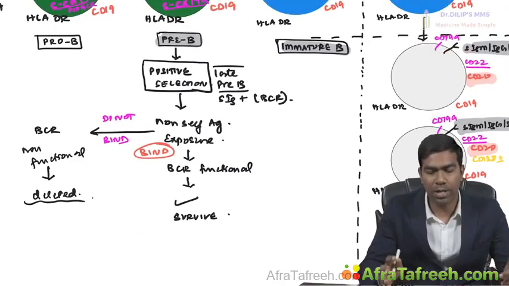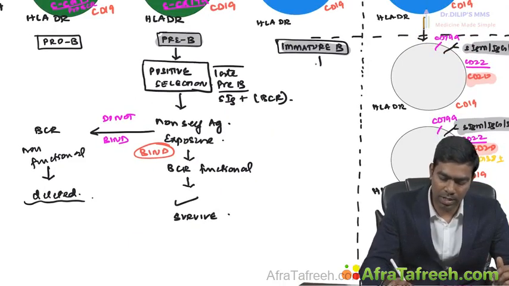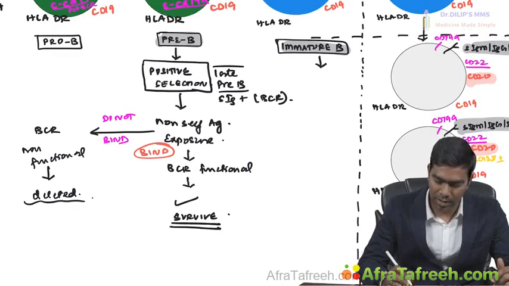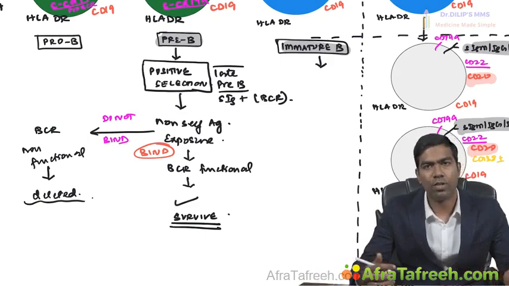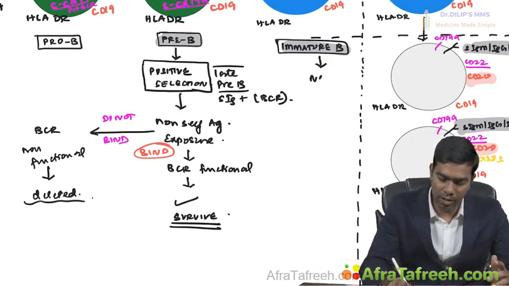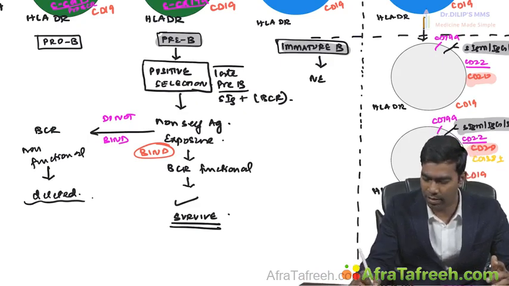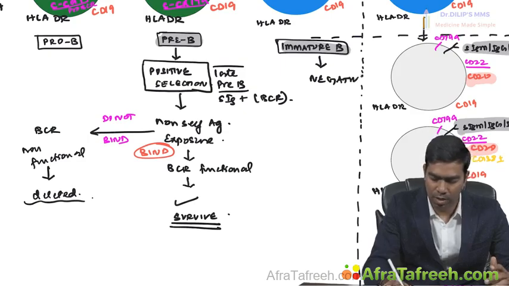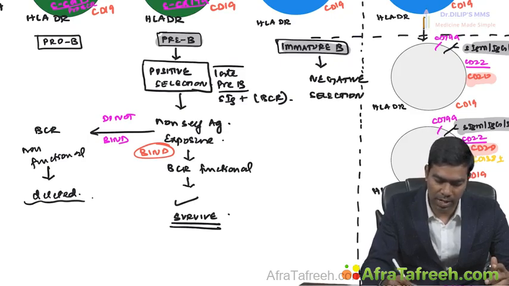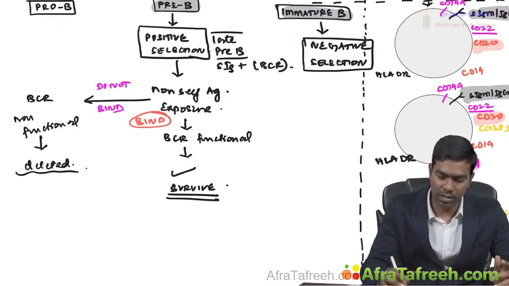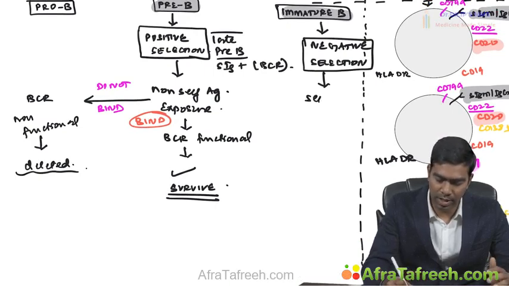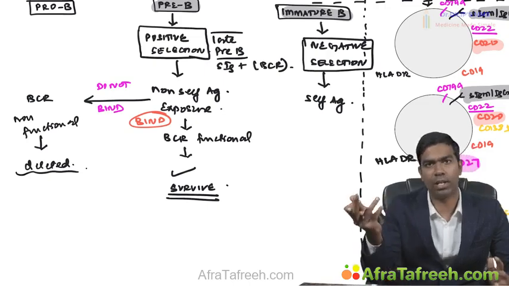And now you have something called the immature B cell stage. The B cells that survived go through the immature B cell stage, and there they undergo another selection process called the negative selection process. What do we mean by negative selection? Again, the B cells will be exposed to self-antigens, like the same thing that happens in the thymus.